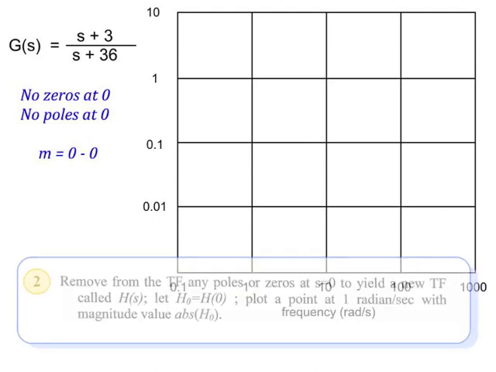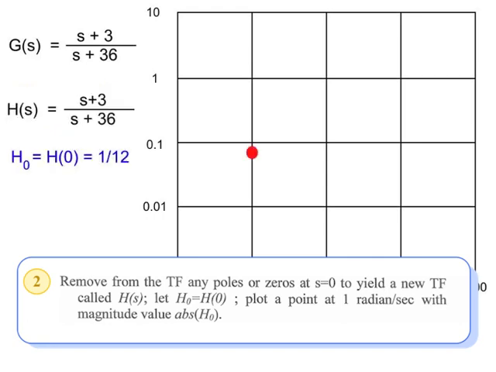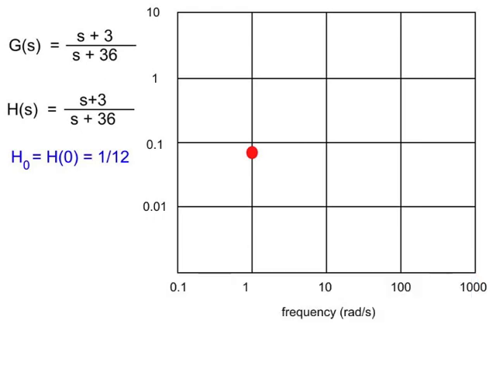In our next step, we remove any poles and zeros at the origin from the transfer function g of s to form a new transfer function h of s. In this case, h of s is the same as g of s, since there's no poles or zeros at the origin. We then find the value h sub 0 by evaluating h of s at s equals 0. In this case, we find h sub 0 as 1/12, and we plot this point at 1 radian per second.